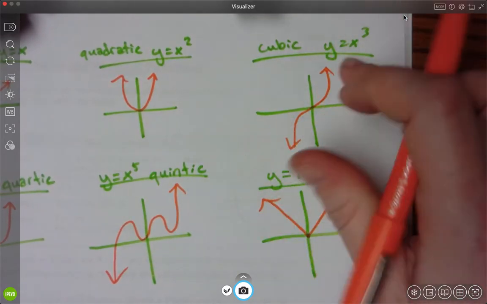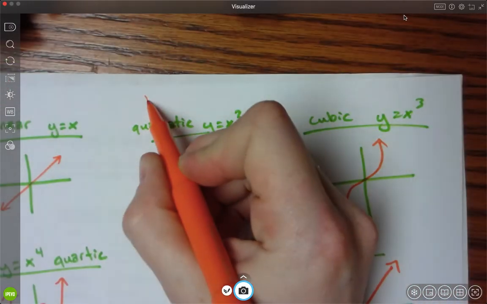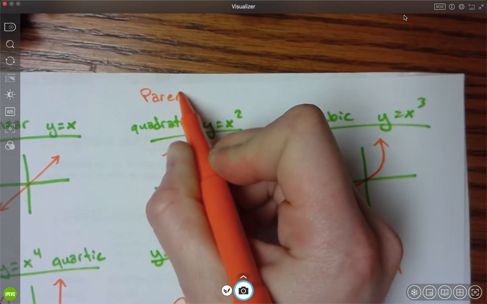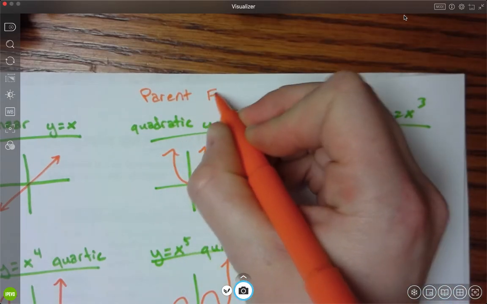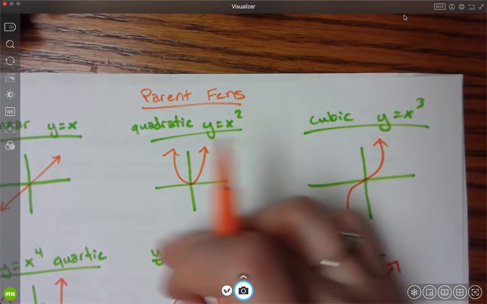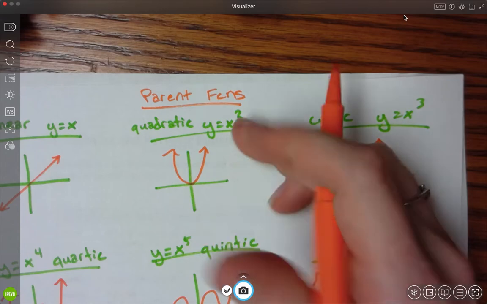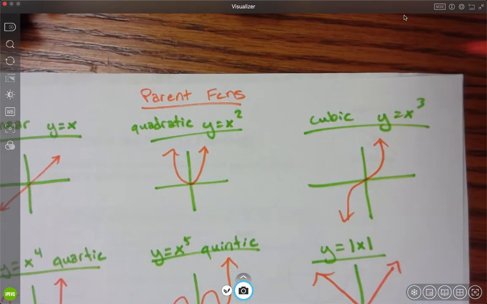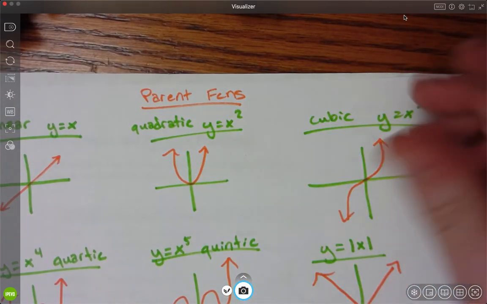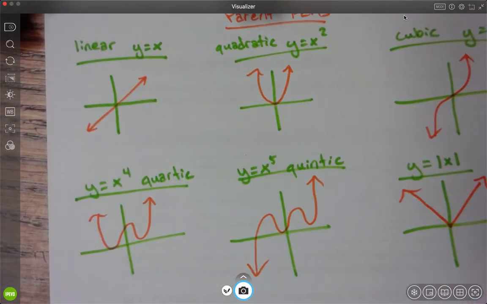Keep in mind that as you're going through here, these are just the root functions, or the parent functions. You have a sheet that has a list of all the parent functions. What I mean by parent functions is when you put numbers in here, so maybe instead of just x squared, you would have 2x squared, that's going to change it and make it taller, or shift it up and down and that type of thing. So this is just what the parent looks like. So absolute value looks like that.